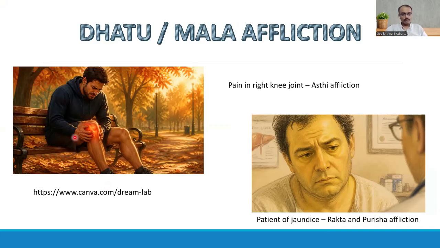Regarding the Dhatu affliction, here two examples are being given. The individual who presents with pain in the knee joint: the Dhatu affliction on this particular occasion will be Asthi Dhatu. Whereas the second example, the patient of jaundice: here we are going to expect Rakta and Purisha affliction. If the person has yellowish discoloration, Raktadhatu affliction can be seen. And if the person has Shweta Varcha, or whitish colored fecal matter, then we are going to suspect Purisha affliction there. In this way, we are going to analyze the Dhatu affliction.